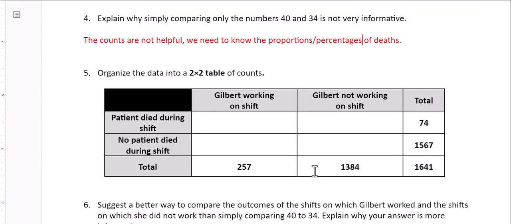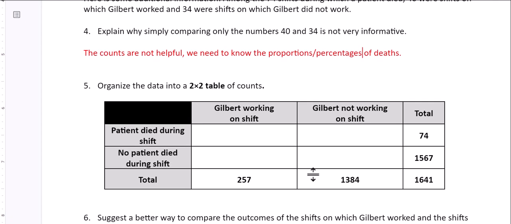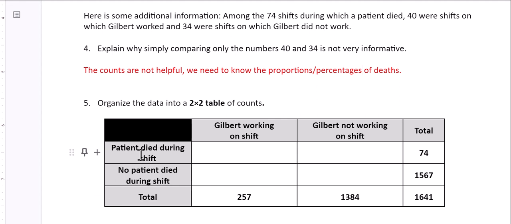So let's organize our data into a 2x2 table of counts so that we can then get the proportions. Let's see, what do we know? Patient died during the shift and Gilbert was working on it. Do we know how many of those happened?